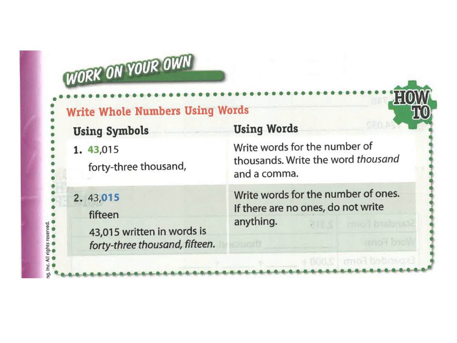So we can see here, lastly, it says write whole numbers using words. So using symbols, we have 43,015. So 43,000, and then that comma separates it into the next period, 15. So 43,015 written in words looks like this: 43,000, comma, 15. So remember, when using words, write words for the number of thousands, write the word thousand and a comma. Then write the words for the number of ones. If there are no ones, do not write anything.